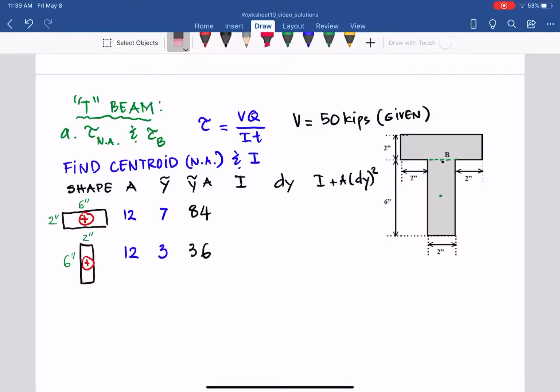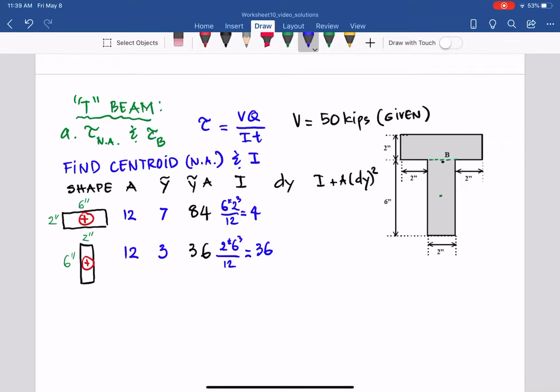So it will be 6 times 2 cube over 12, so I equals 4. The next one, just reversed: 2 times 6 cube over 12, so that equals 36.